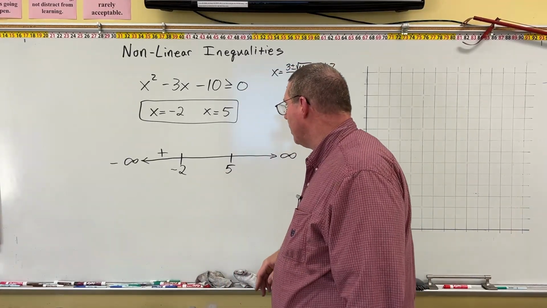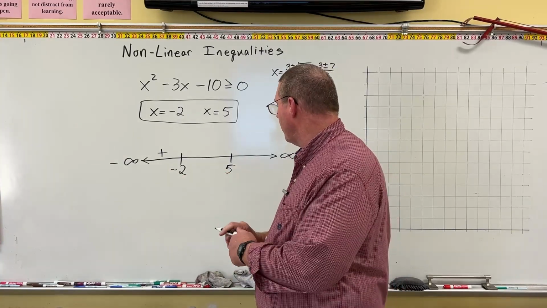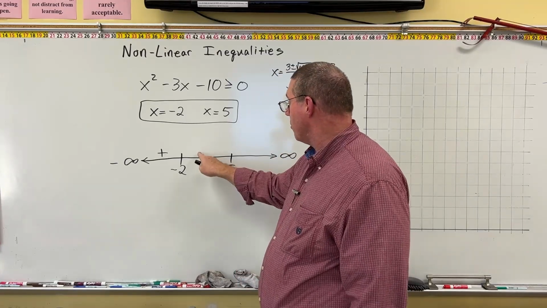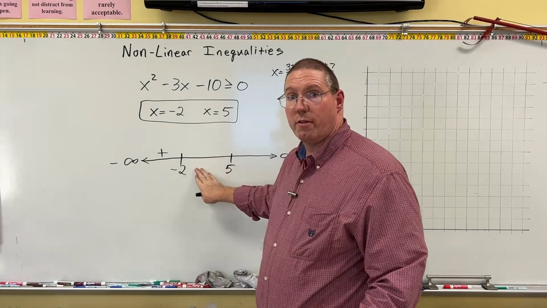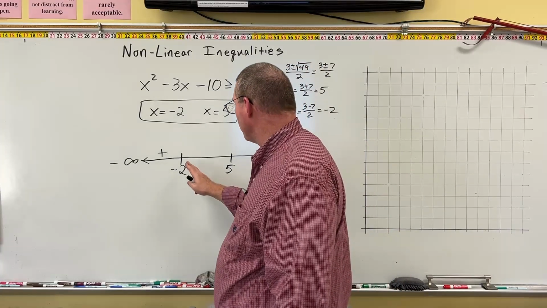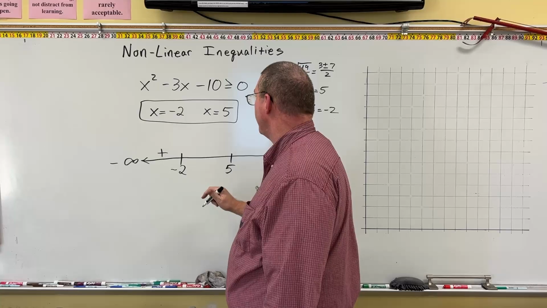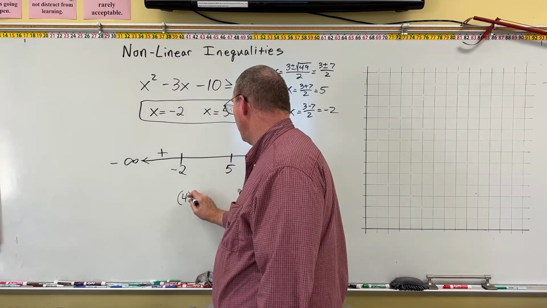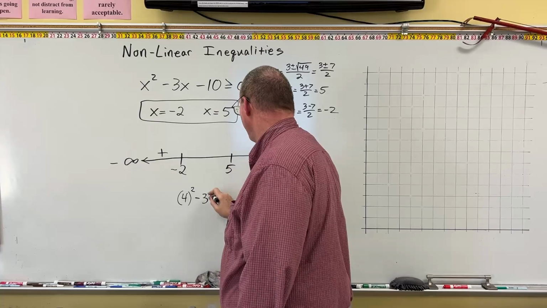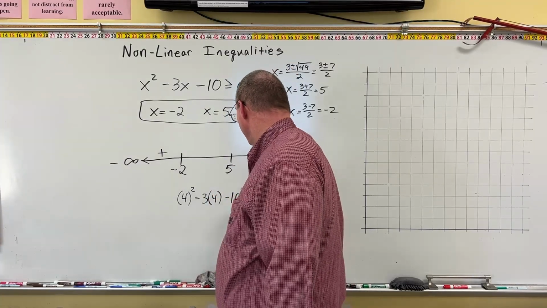I typically pick a number that is either 1 unit larger than this or 1 unit smaller than this. Or if 0 is on the interval, and it is, 0 is right about here. If 0 is on the interval, I'll pick 0. But in this case, I'll just pick a number that's 1 unit smaller than 5. I'll pick 4. That's right here. So I'll do 4 squared minus 3 times 4 minus 10. See what that equals.